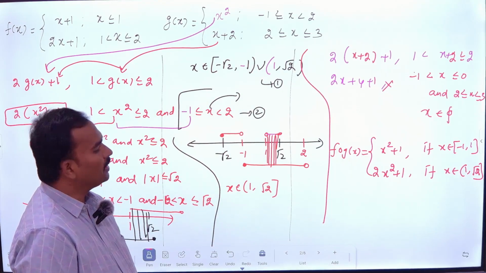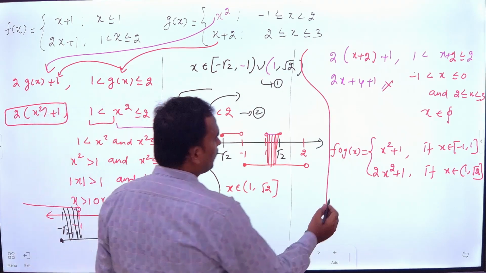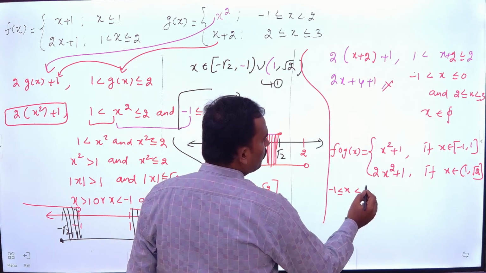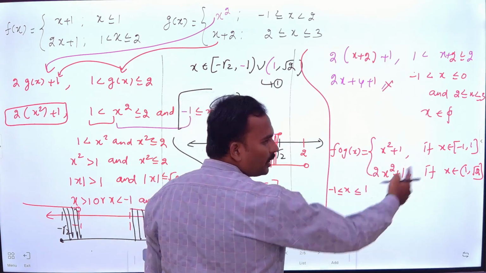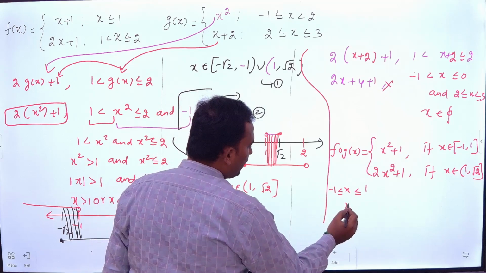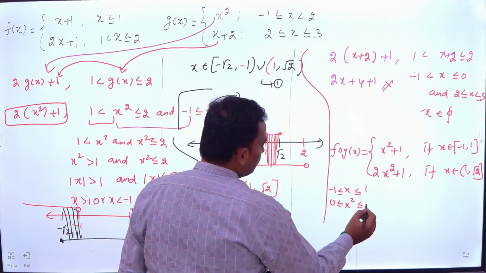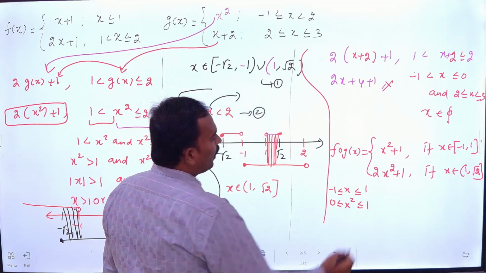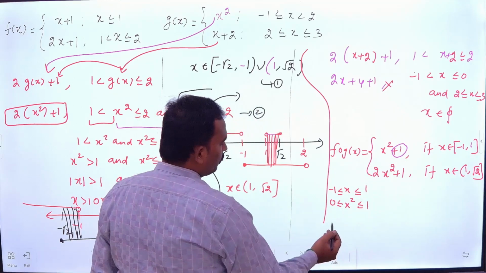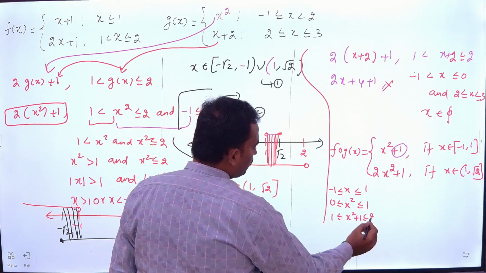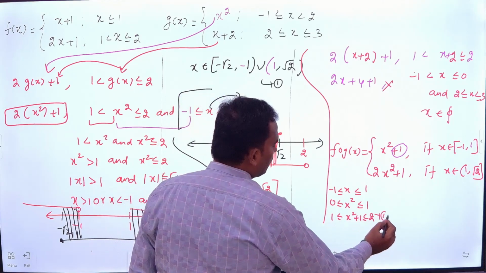Then how to find the range of this function quickly? You know that x will be from minus 1 to 1, right? Then you can square it. Squaring on both sides, you already know that if you square it, it's non-negative, so it will be 0 to 1. Now we need 1, right? You add 1 to both sides. What will you get? 1 less than or equal to x square plus 1 less than or equal to 2. This is the first one.